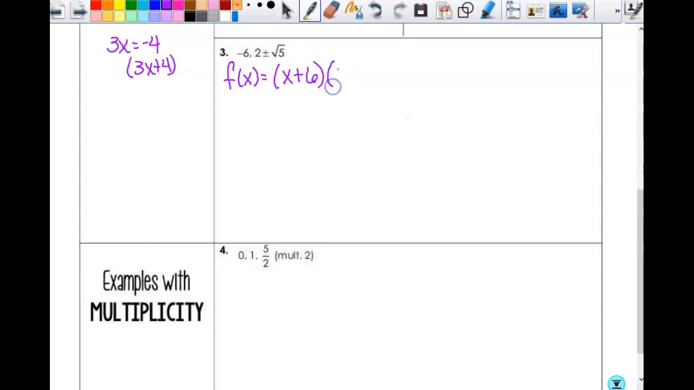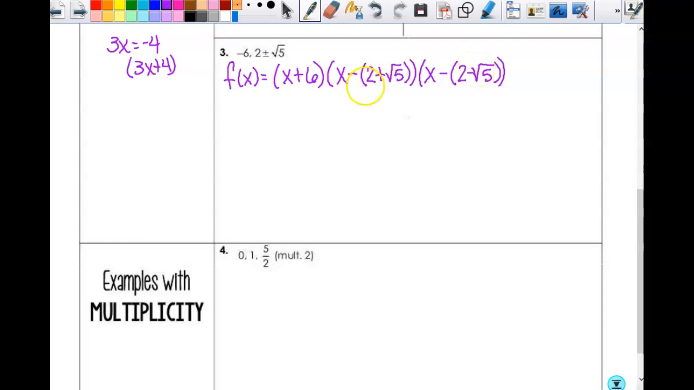So I'm going to have x minus 2 plus the square root of 5, and then x minus 2 minus the square root of 5. Okay, see how that works? Now, when I work with this, oh, I just realized this doesn't look like it's a minus. That's actually x minus the square root of 5. It looked like it was all together.